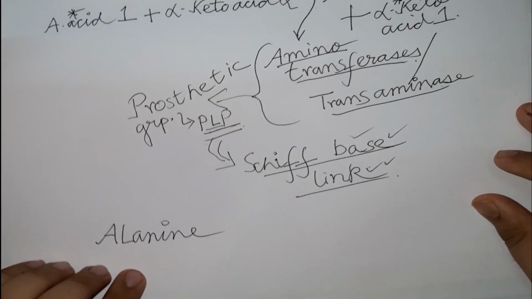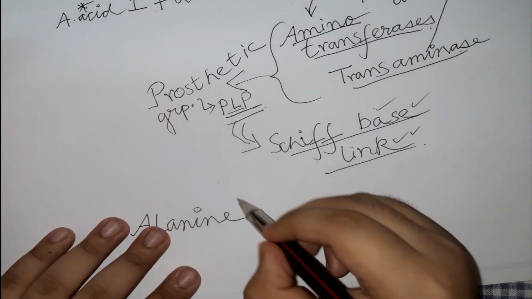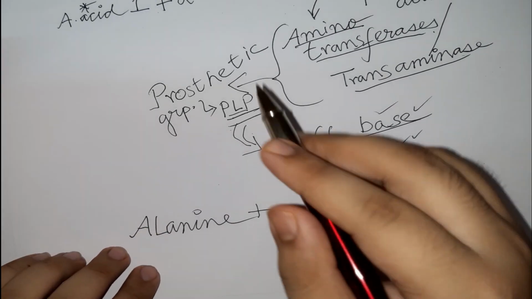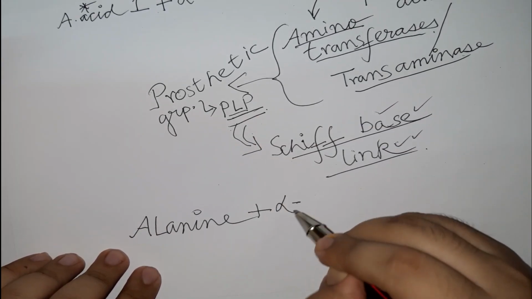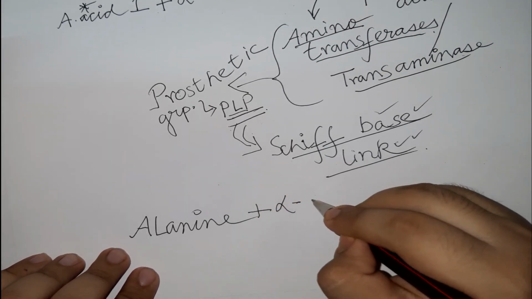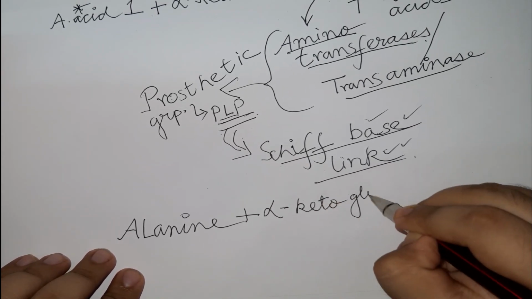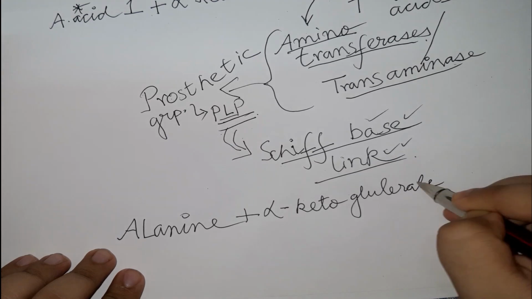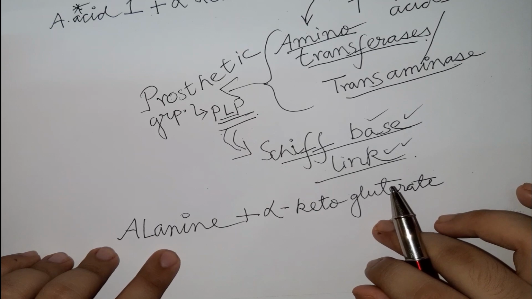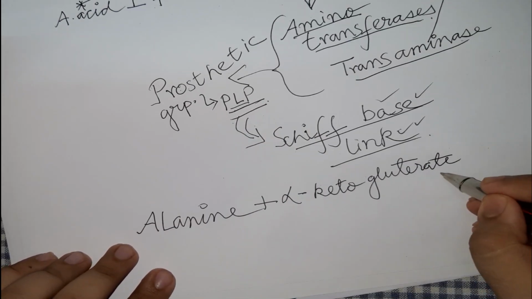Okay. What is the alpha keto acid that we will be using here? Now, I want to make a point very, very clear that the alpha keto acid that we use here, as well as for most transamination reactions, is alpha ketoglutarate. Very, very important. Alpha ketoglutarate. All right. Alanine plus alpha ketoglutarate. What will it give us?